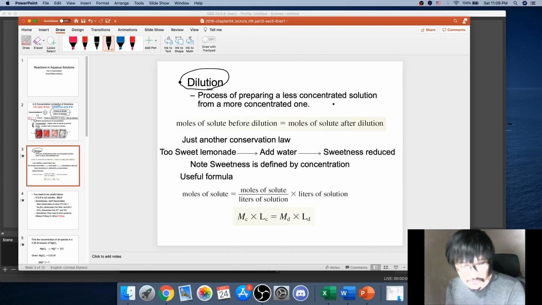The water, of course, doesn't contain the solute, right? So adding water doesn't increase the number of moles of solute. So the moles of solute before the dilution and the moles of solute after the dilution don't change. The moles of solute are conserved more or less, right?